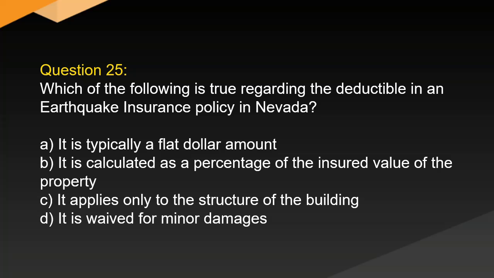Question 25. Which of the following is true regarding the deductible in an earthquake insurance policy in Nevada? A. It is typically a flat dollar amount. B. It is calculated as a percentage of the insured value of the property. C. It applies only to the structure of the building. D. It is waived for minor damages.